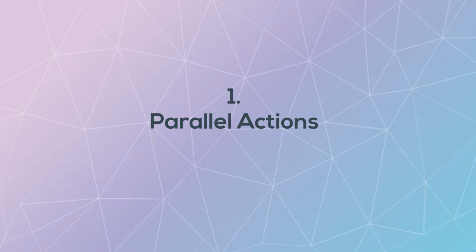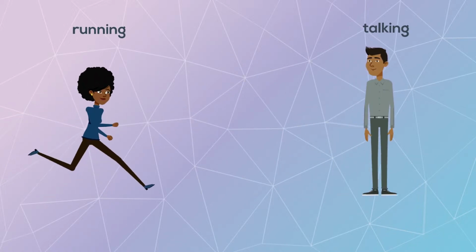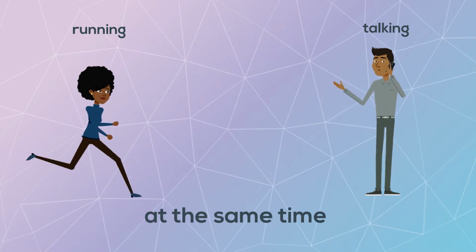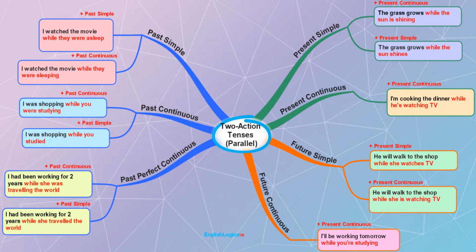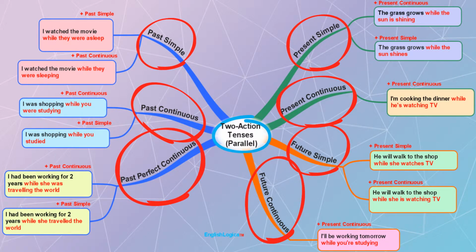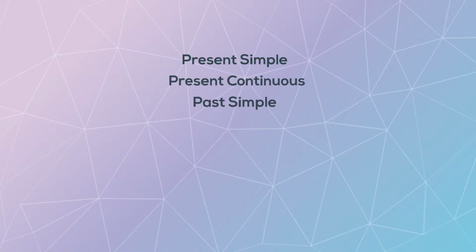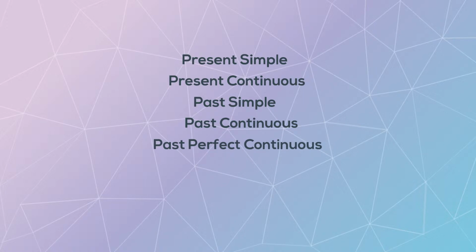Parallel actions. Parallel actions are actions which are happening at the same time. As you can see from our mind map, there are a lot of tenses ready to deal with two actions happening at the same time. These are present simple, present continuous, past simple, past continuous, past perfect continuous, future simple, and future continuous.